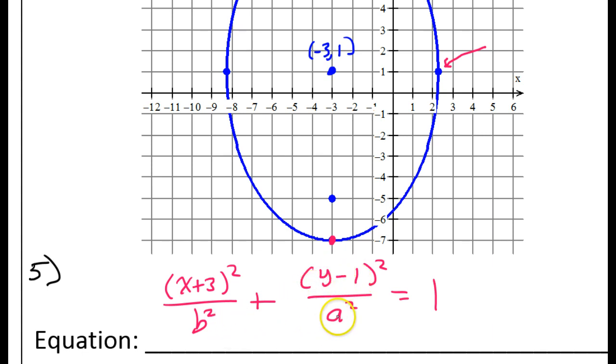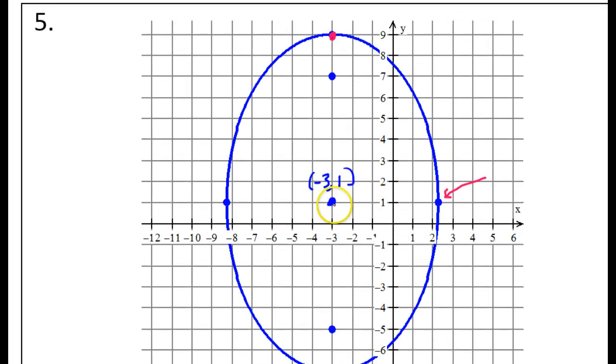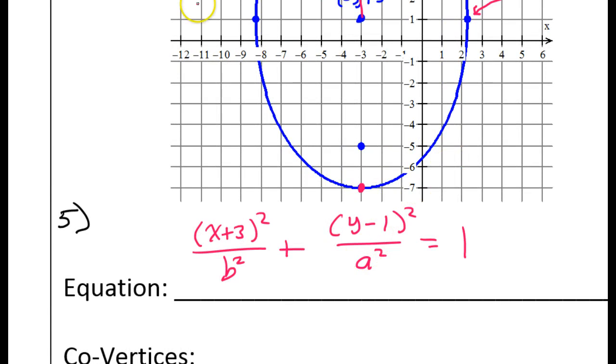Now we need our a squared and our b squared. The a value is the distance from the center to a vertex. So this is the a value that I'm tracing in red right now. That part is normal. I'm going from 1 to 9, so the a value is 8, which means that a squared is 64. Notice that this is vertical, in the y direction, so of course I'm going to put the 64 in the denominator of the y term. It just makes sense. So the 64 is going to go right here.